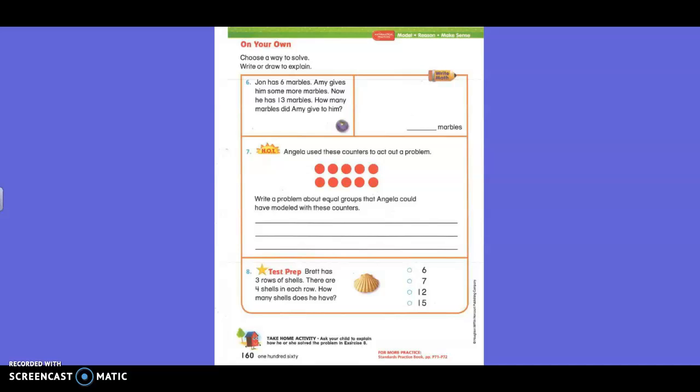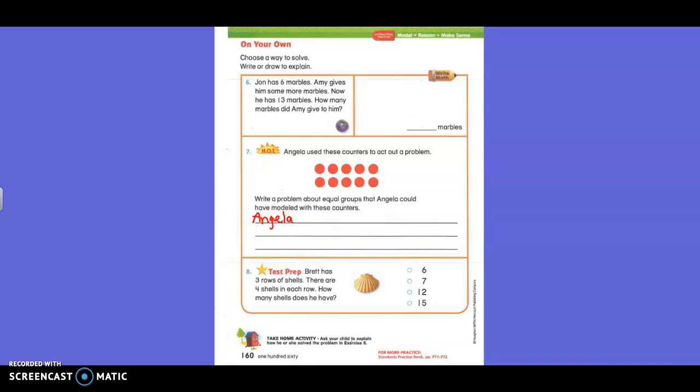Yes. Okay, so let's do number 7. Everybody ready? Yes. Angela used these counters to act out a problem. Write a problem about equal groups that Angela could have modeled with these counters. Okay, so we have to use the name Angela. So let's just start with that. We're doing a word problem. We're going to start with Angela. And we gotta make it a capital. Yes. So the name is at the beginning.